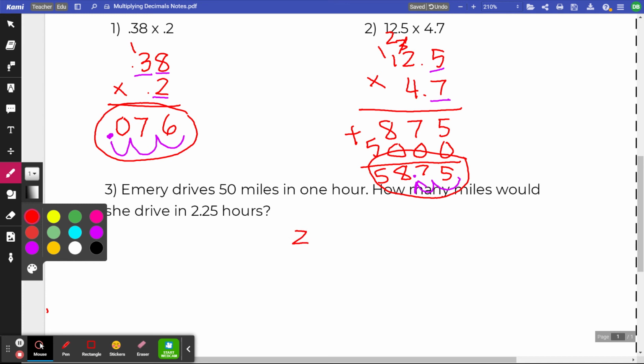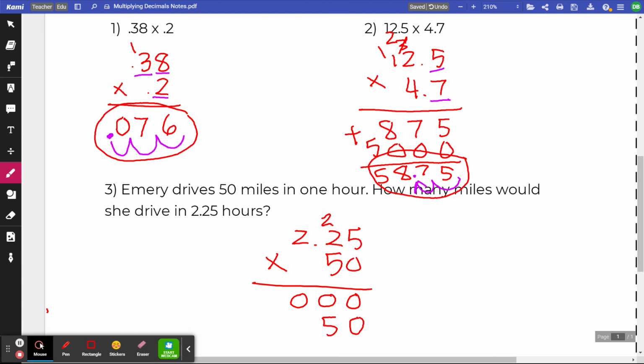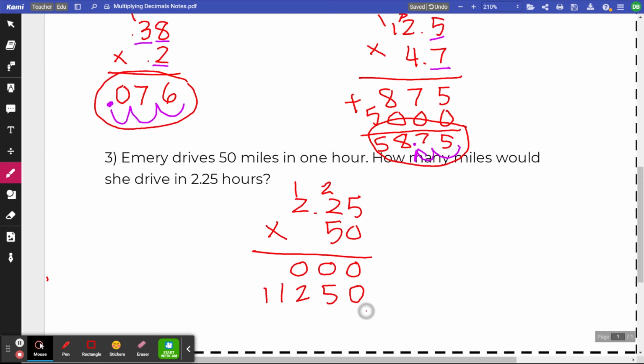I am going to put the 2.25 on top because it has the most digits, so that'll save me some time. And I'm going to multiply by 50. So let's see, 0 times 5, 0 times 2, 0 times 2. Start off my next row with a 0, and then 5 times 5 is 25, carry the 2. 5 times 2 is 10, plus 2 is 12. 5 times 2 is 10, plus 1 is 11. Then I'm going to add up my rows.